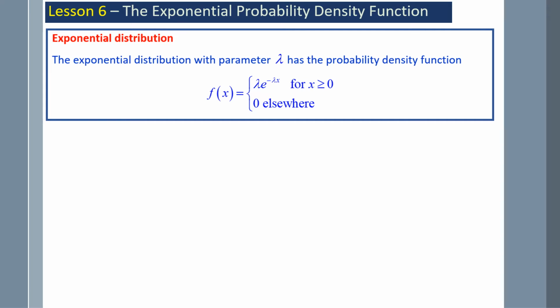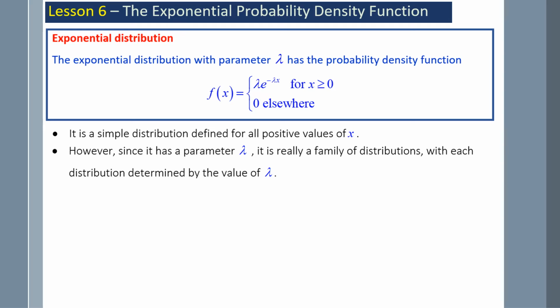The exponential distribution with parameter lambda has the probability density function given by f(x) equals lambda e to the negative lambda x for all values where x is greater than or equal to 0, and 0 elsewhere. It is a simple distribution defined for all positive values of x. However, since it contains the parameter lambda, it is really a family of distributions, with each distribution determined by the value of lambda.